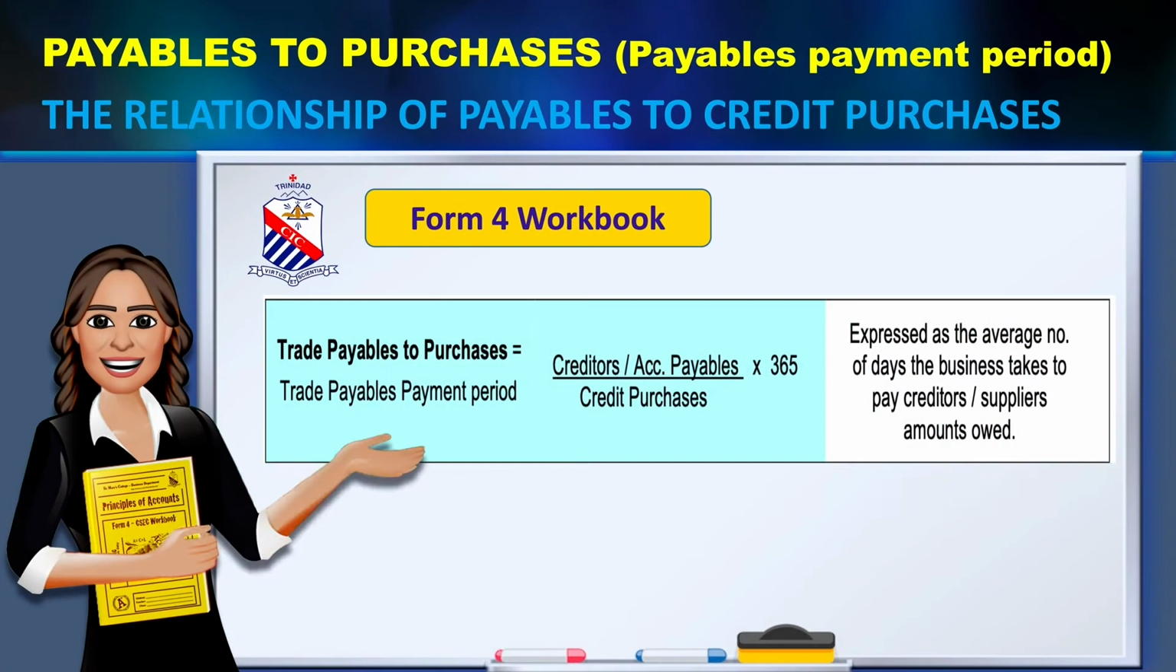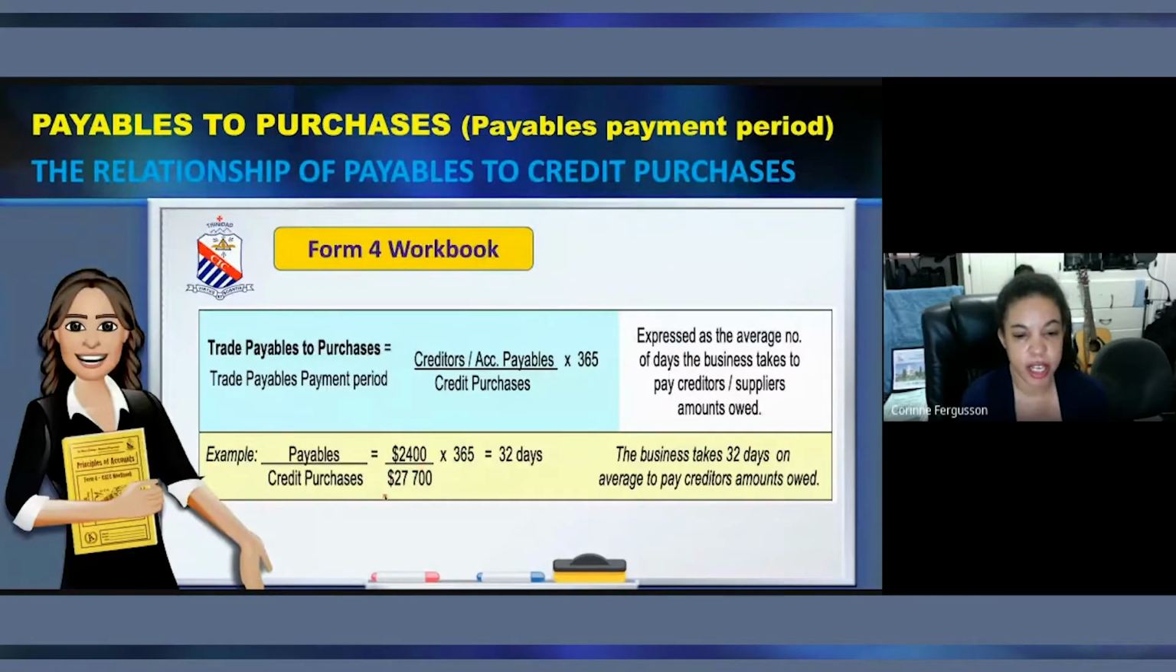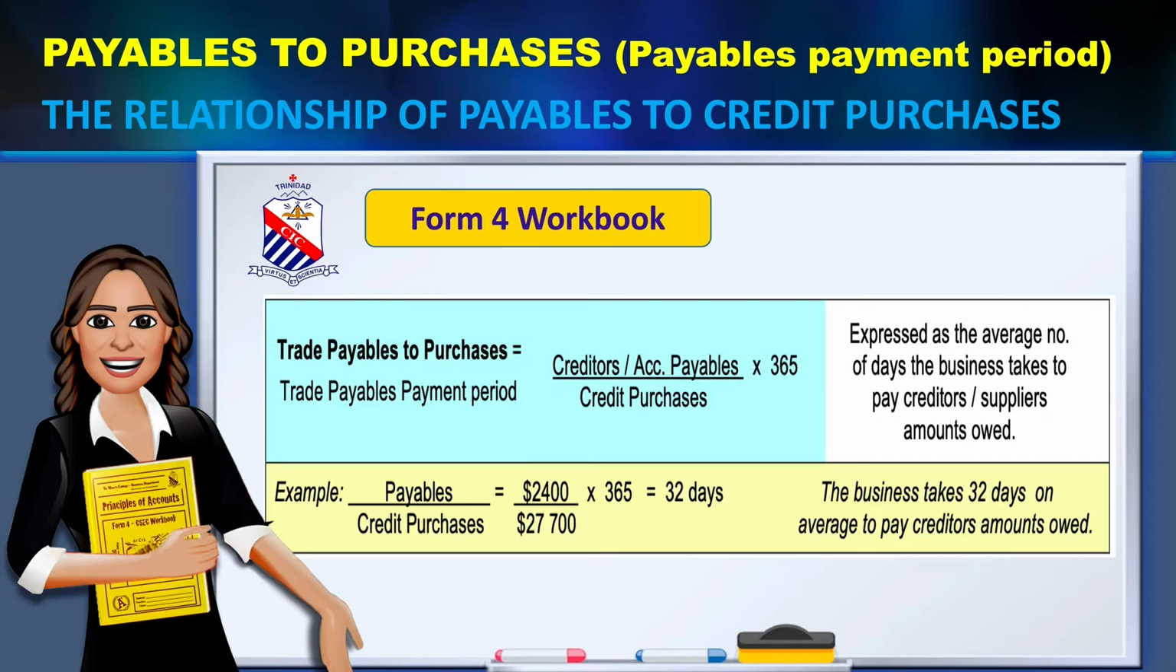So in our example in the workbook, the payables was 2,400, credit purchases was 27,700, multiply by 365. Very easy, just plug the figures into your formula and you will get an answer of 32. And to the 32 you add days, which means that the business takes 32 days on average to pay the creditors, or the payables, the amounts that are owed.